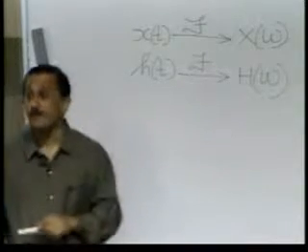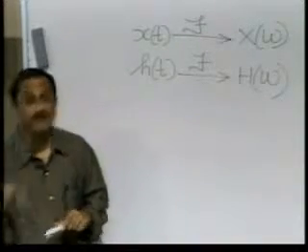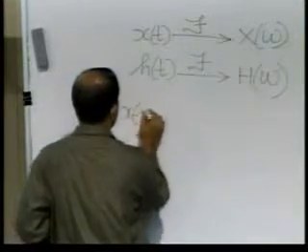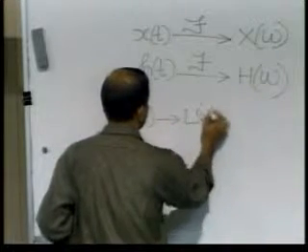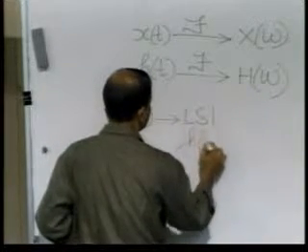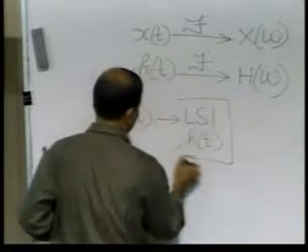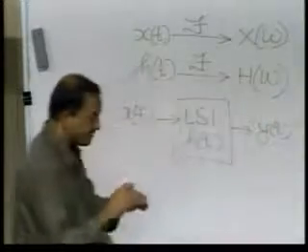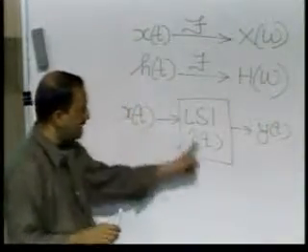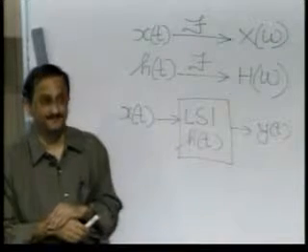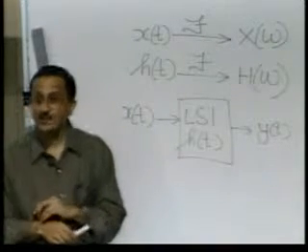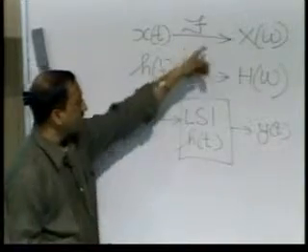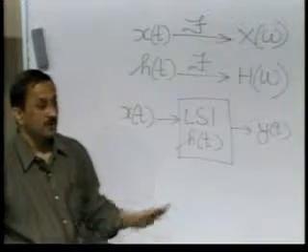Now, suppose the Fourier transform of the output also exists. Suppose we pass x(t) into an LSI system with impulse response h(t) to get y(t), and assume that the transforms of x(t), h(t) and y(t) all exist. Then what do you think we can say about the Fourier transform of y(t) in terms of the Fourier transform of x(t) and the Fourier transform of h(t)? Well, I will give you a hint.